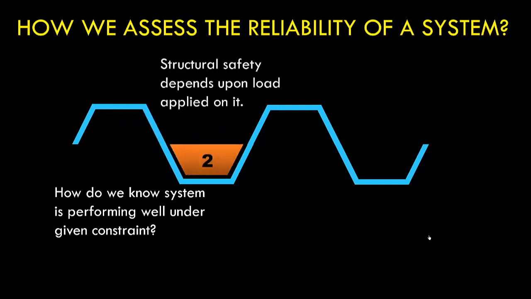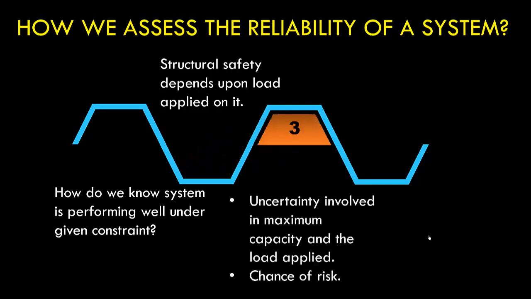Structural safety is an important concept for any engineer, and it depends upon two things: the load that is applied to the system, and the capacity of that system. Now, how do we calculate this demand and capacity? At any point of time, we cannot calculate the exact maximum load coming to the system, or the exact maximum capacity of that system. We can always have some uncertainty.